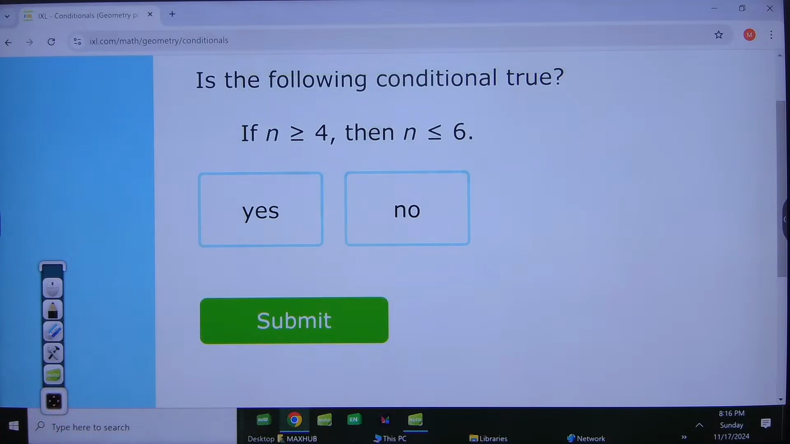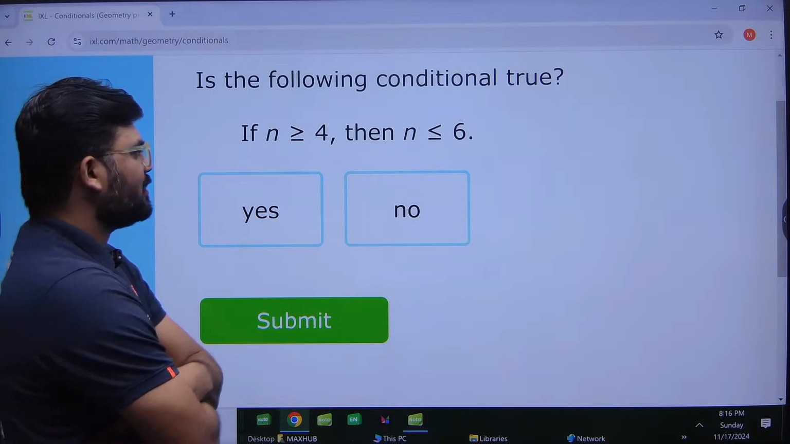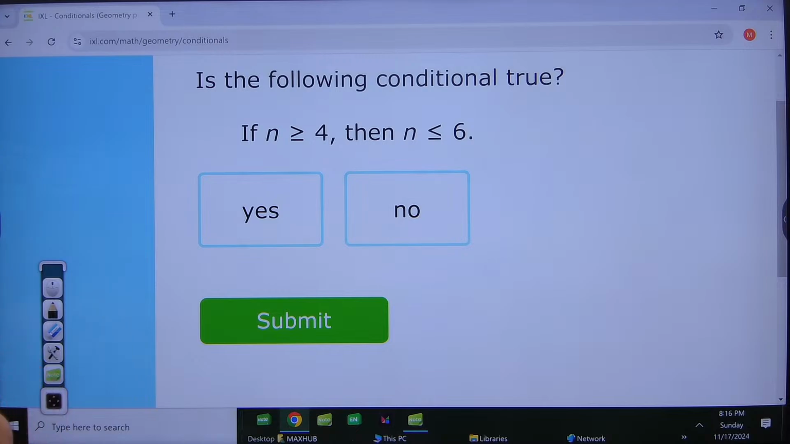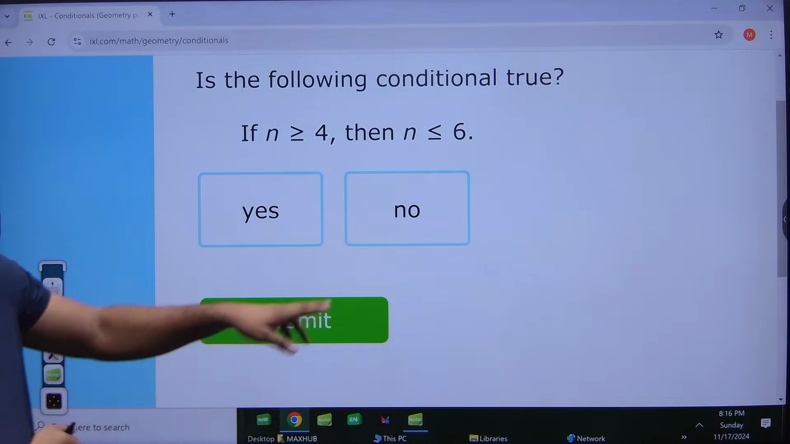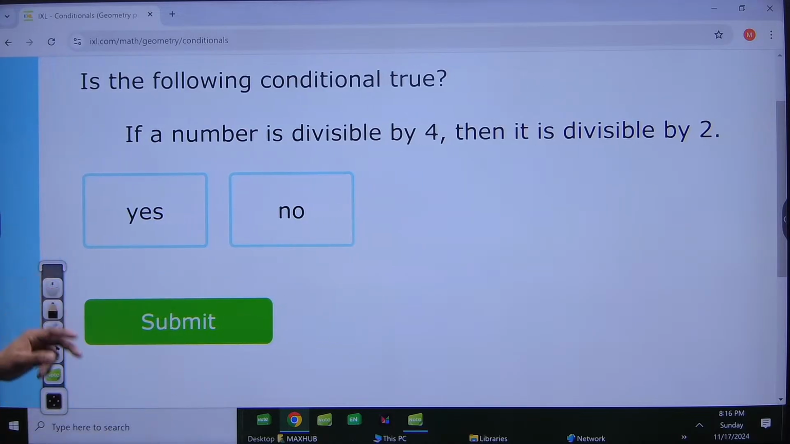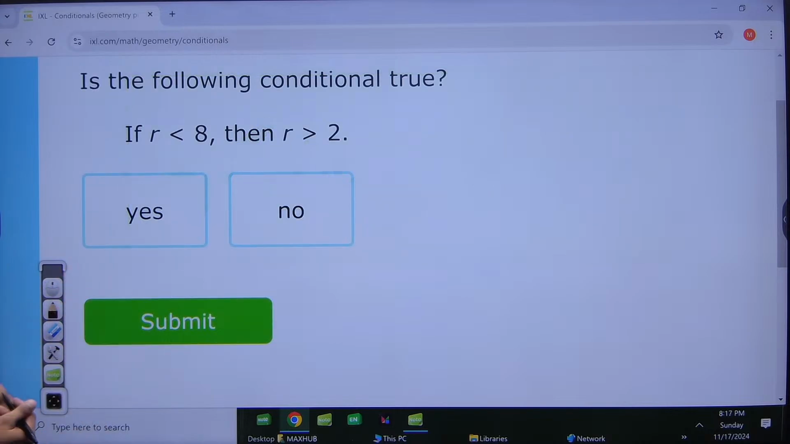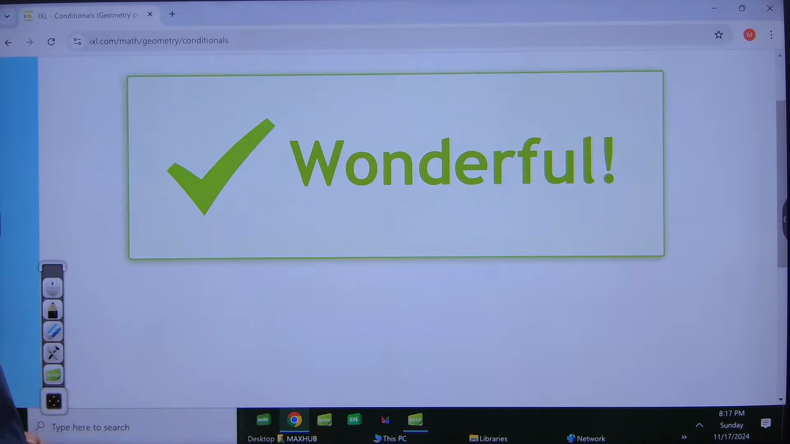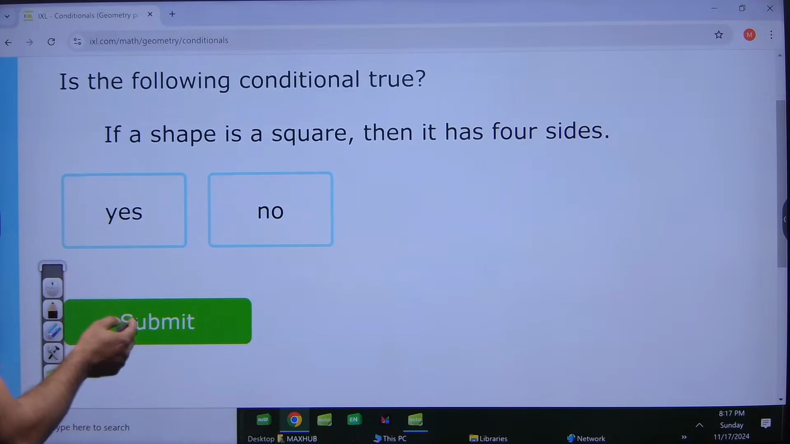Tell me this. If n is greater than or equal to 4, then n is less than or equal to 6. No, that doesn't need any proof. It's just no. Is the following condition true? If a number is divisible by 4, then it is divisible by 2. Yes. If r is less than 8, then r is greater than 2. No need for this. If a shape is a square, then it has 4 sides.